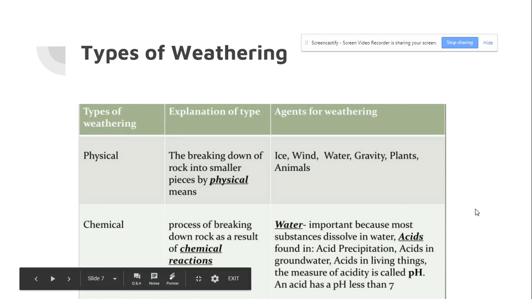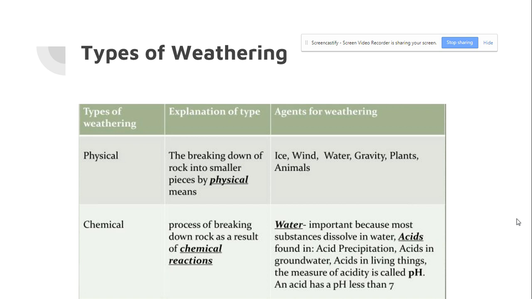So if we have acid precipitation, that's acid rain, or acids in our groundwater due to pollution, or acids in our living things due to pollution, that acid will actually chemically change the rock, but it will also cause it to weather down and to become smaller pieces.